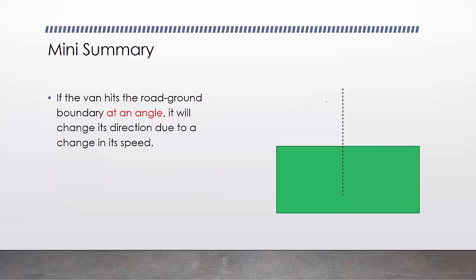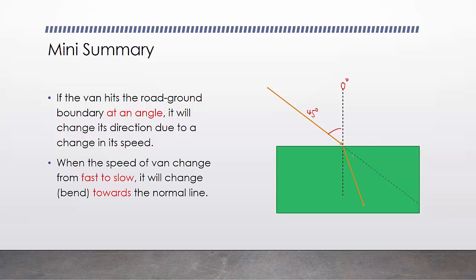If the van hits the road-ground boundary at an angle, it will change its direction due to a change in speed. At an angle means that it's always compared to the normal. If this is 0, this is of a certain angle, maybe 45 degrees and so on. So it hits at an angle, and instead of going straight as originally, it will bend in a certain direction, and in this case it will bend towards the normal line. Instead of going this way, the light ray bends towards the normal line.